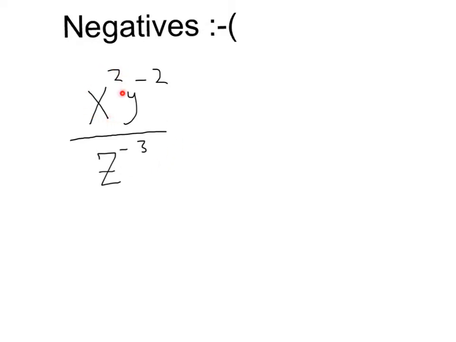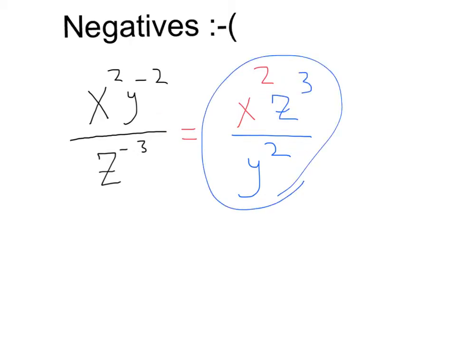Now this x squared is a positive exponent, so that's going to stay the same, right on top. Now this y is to a negative power, negative 2, so we're going to move that to the bottom and make the exponent positive. Looking at this z to the negative 3, that's also a negative exponent, so we're going to move that up to the top and make that positive as well. So your rule when you have a negative exponent is to flip it to the opposite side of the fraction and change it to positive.